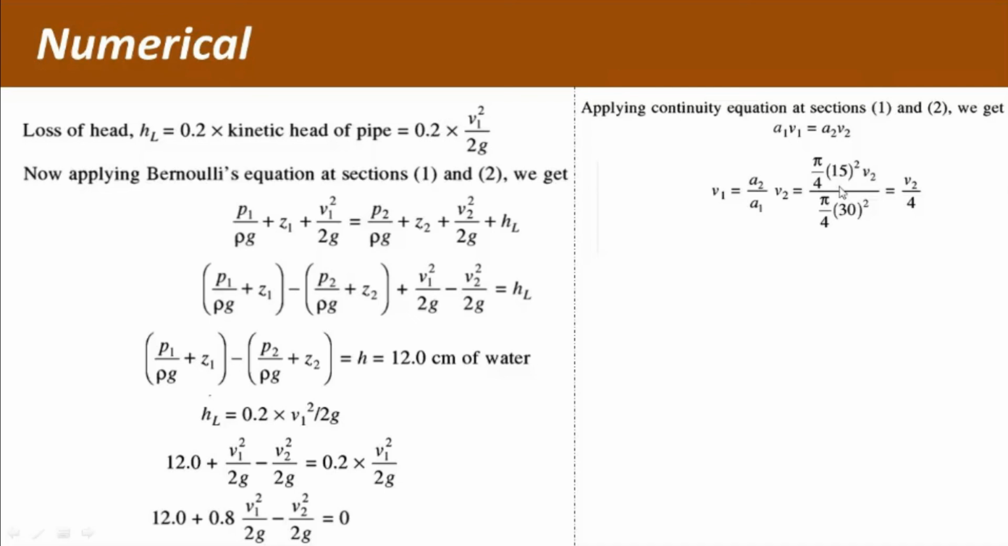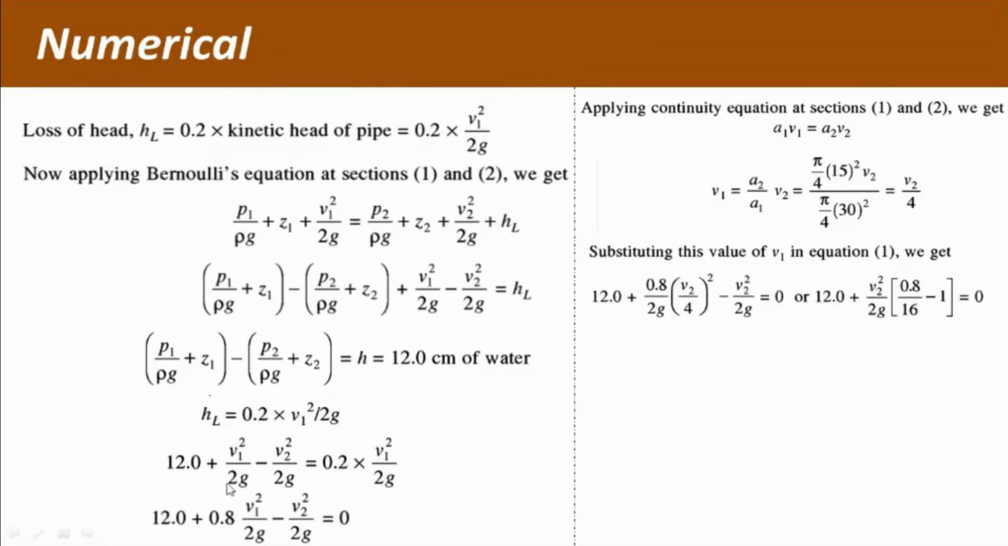Now pi by 4 will cancel. 15 and 30: 15 goes once, 30 goes twice, again 15 goes once, 30 goes twice. So basically on top 1 into 1, at the bottom 2 into 2 will come. So 2 into 2 is 4. So V1 equals V2 by 4. So we know the value of V1 in terms of V2.